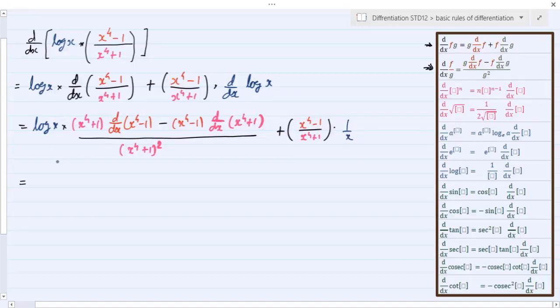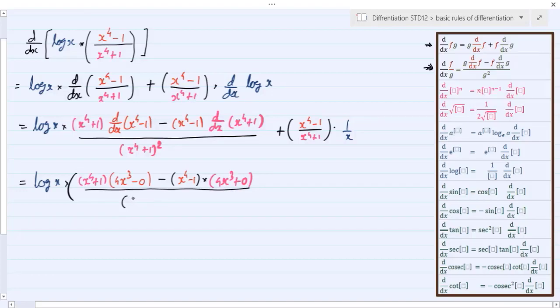So now we just have to simplify. In the first term, your log x is as it is, x raised to 4 plus 1 will be as it is. Differentiation of x raised to 4 minus 1 will be 4x cube minus 0, minus x raised to 4 minus 1 as it is. Differentiation of x raised to 4 plus 1 will be 4x cube plus 0, and the denominator still remains as it is, plus your second term will be as it is.